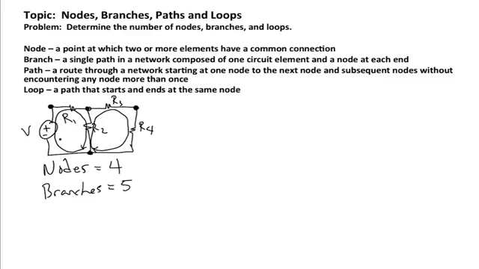So that's one loop, that's 2 loops, and then we have a third loop. The third loop goes around the outside of the circuit, so it covers all the elements around the outside of the circuit, starts at the bottom and ends at the bottom. That's our third loop. So the number of loops in this circuit is 3.